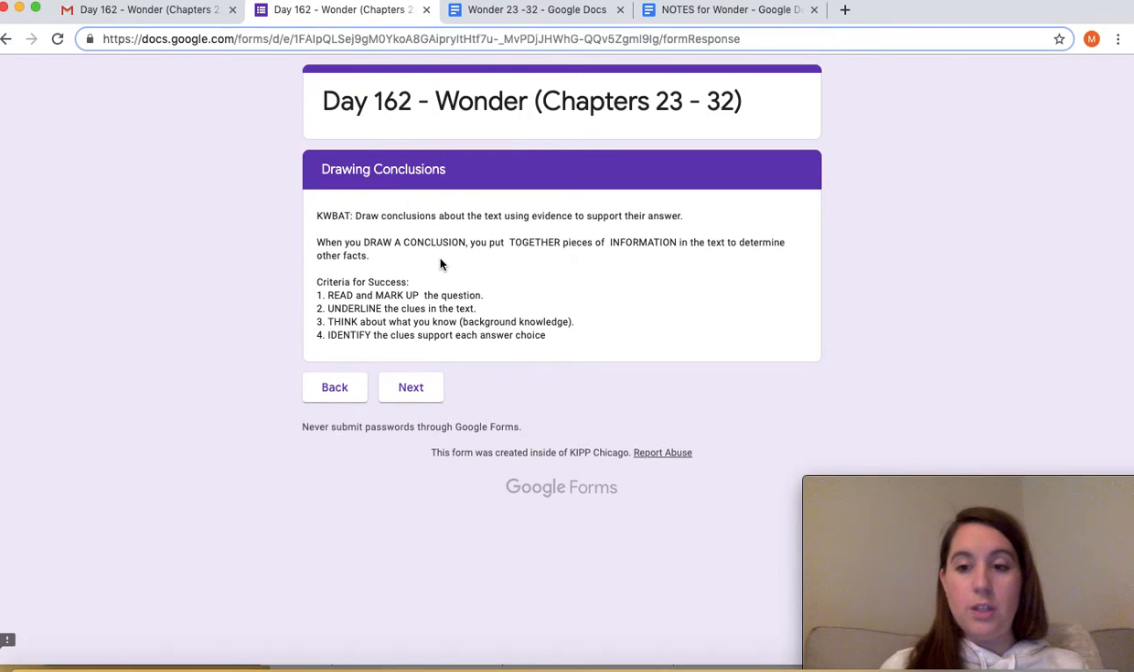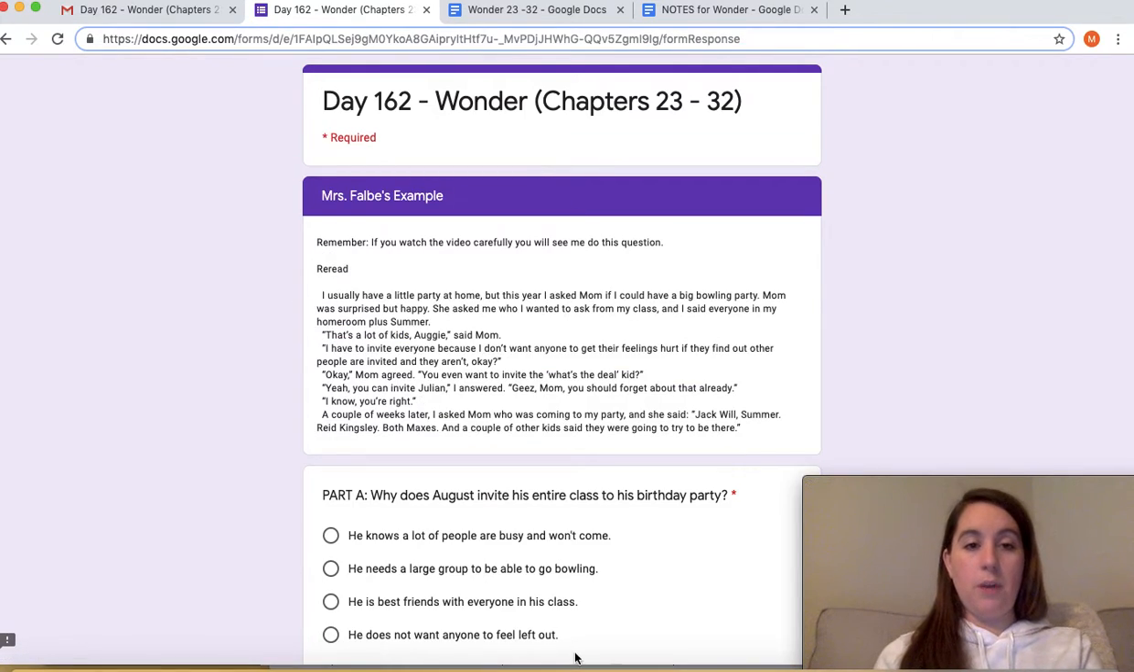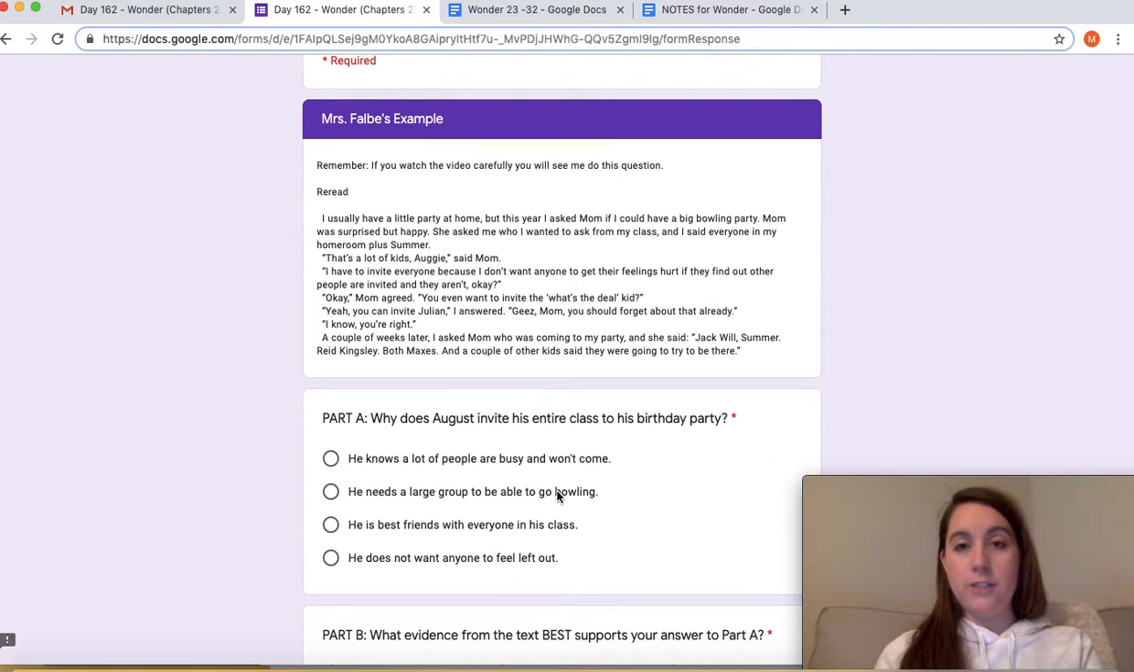So first we're going to read the question and mark it up. Underline the clues in the text, so we're going to go through and kind of highlight them like that. Think about what you already know and then identify the clues that support your answer choice. We will practice this today. So remember that this first one where I go through it with you, I'm going to practice this with you, but you are still going to need to fill it out. So make sure you're listening super carefully so that you know how to do it once it turns to your turn.